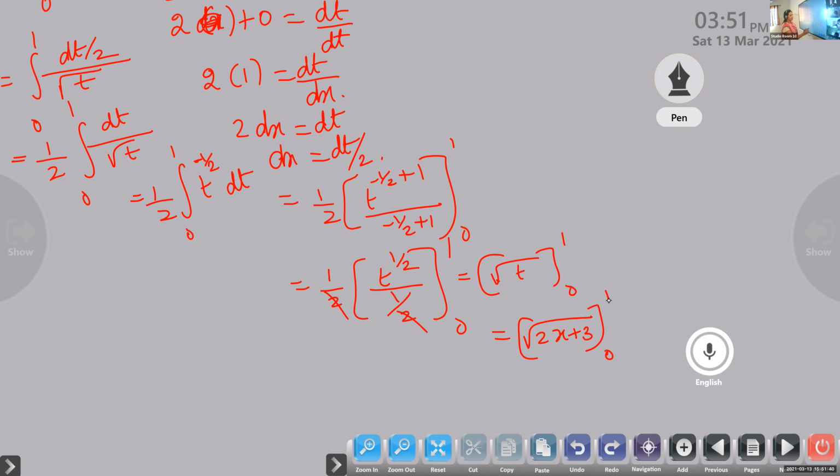Now apply the limits. Root of 2 plus 3 minus root of 2 into 0 plus 3. So root 5 minus root 3.